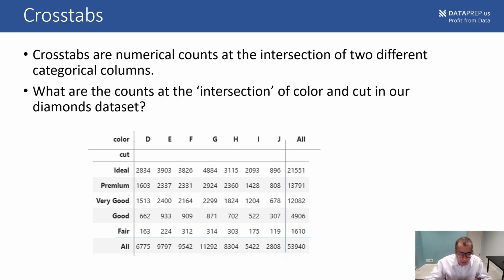The next thing is crosstab. Crosstabs are really just counts at the intersection of two different columns. So you can create a crosstab very easily in Excel. You would do it using pivot tables, but in Python and other places, there are separate functions that allow you to do that very quickly on extremely large data sets. And here is an example of a crosstab between color and cut from our diamonds dataset.